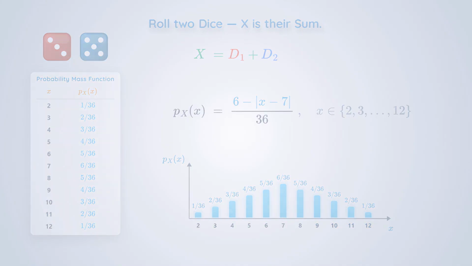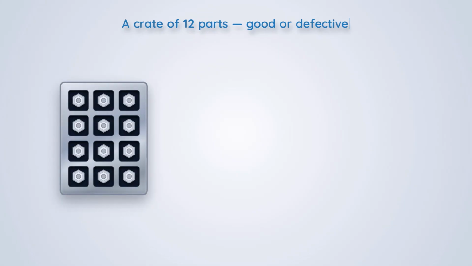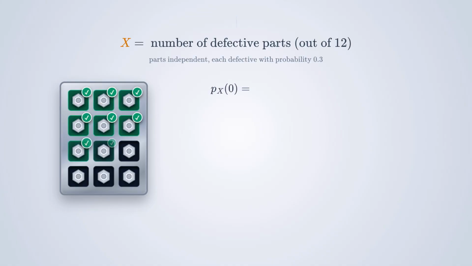Now for the real thing. A crate of 12 parts, fresh off the line, each one either good or defective, and let X be the number of defective parts. Each one goes bad with probability 0.3. Start with the easiest case. Every single part is good. The chance of that is 0.7, 12 times over, and there is only one way for it to occur.